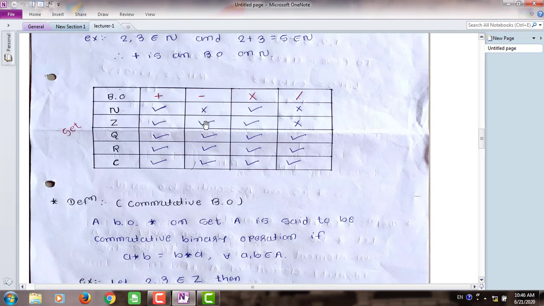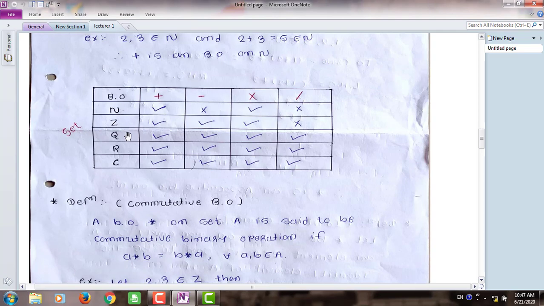Also, subtraction is a binary operation on Z. Multiplication is also a binary operation on Z, but division is not a binary operation on Z, because for any two elements from Z, for example 2, 3 belongs to Z, but 2 divided by 3 does not belong to Z. So, division is not a binary operation on Z.